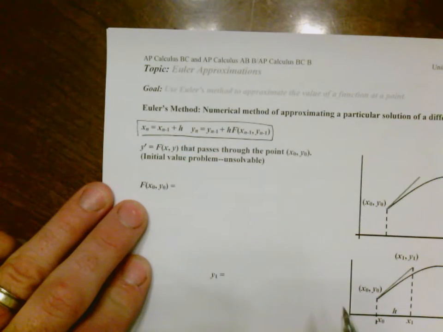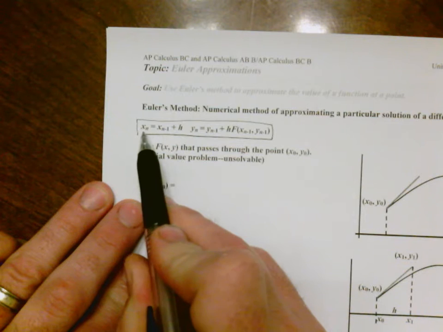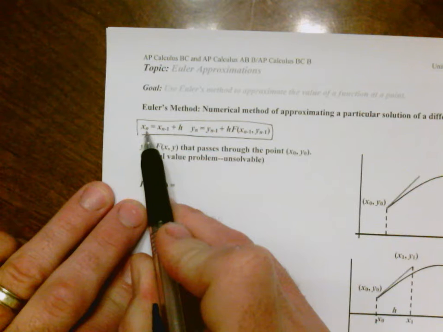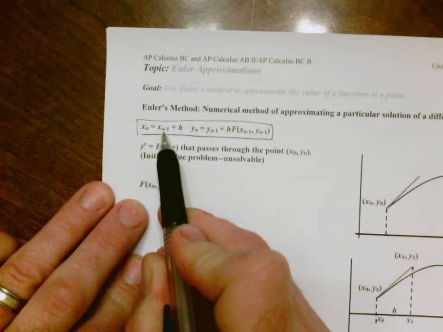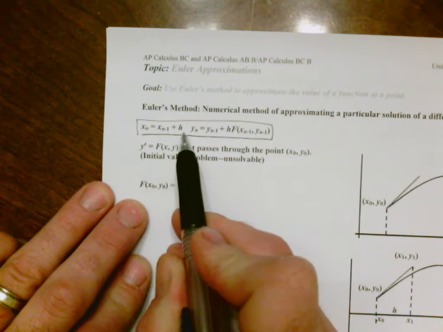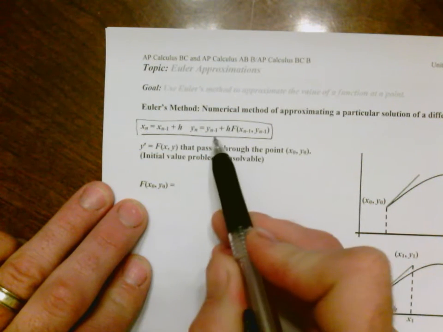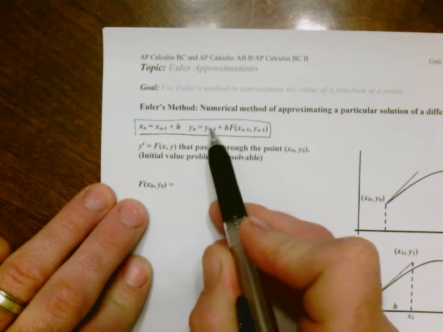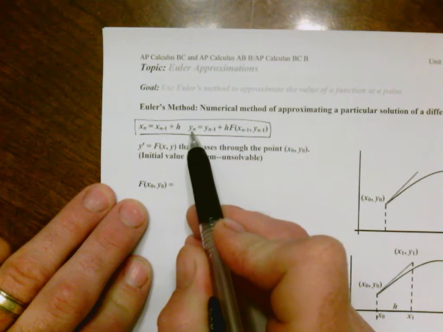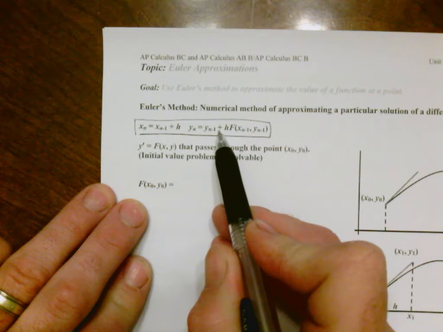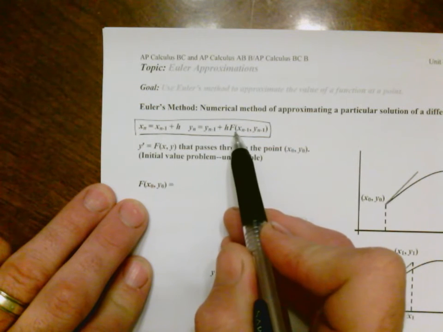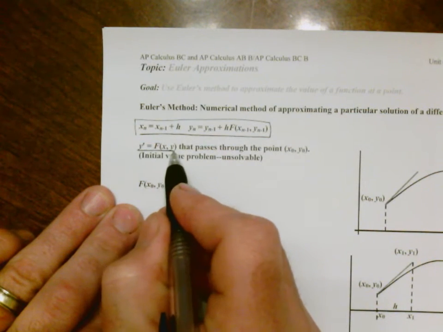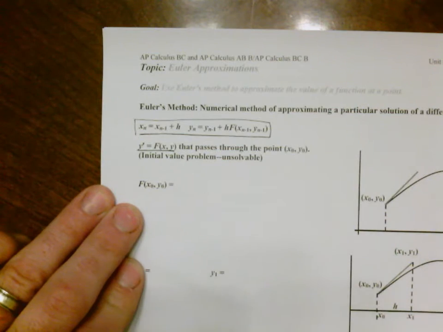It's not really that bad. To evaluate a particular x value, it's going to be equal to whatever the x value was at the prior spot plus the step, and we'll talk about what the step is. Then y of n, you're going to take the previous y value, y of n minus 1, and add on the step times f of x n minus 1, y n minus 1. All that is, is the slope at the prior spot. So what does this all mean?